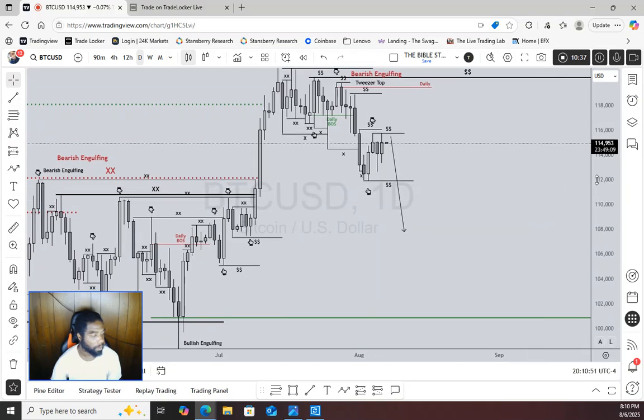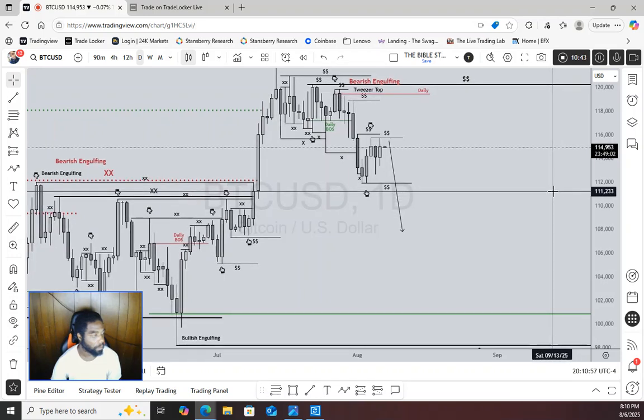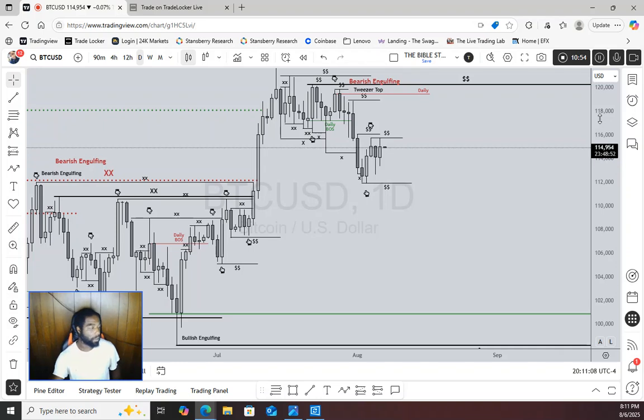So here we go. So there we have it, baby. That's how I'm looking at it. Let's see what price does. Hey, looks beautiful, doesn't it? Clearest chart you ever seen.